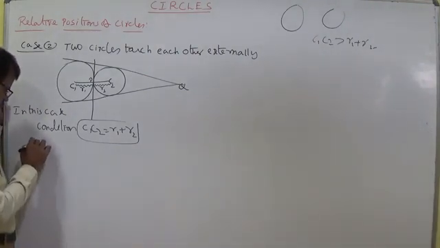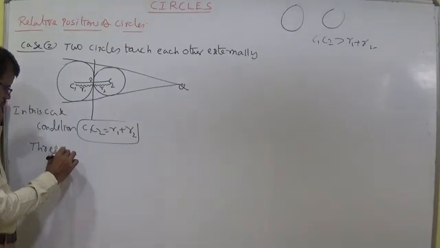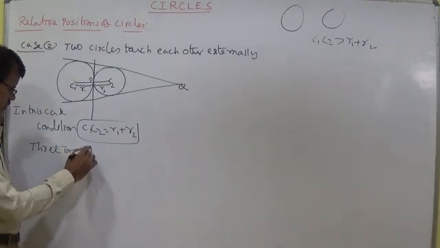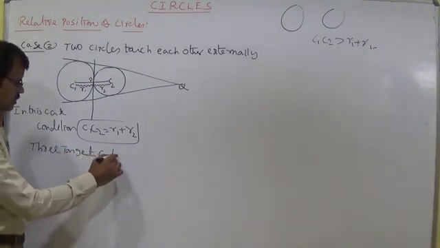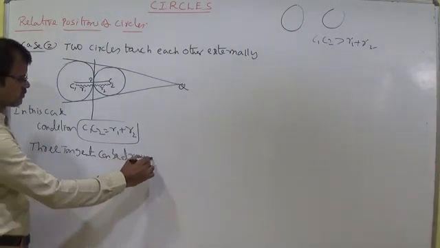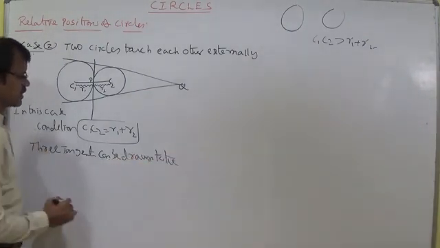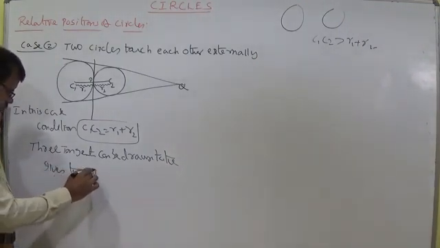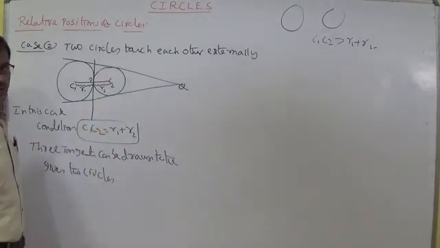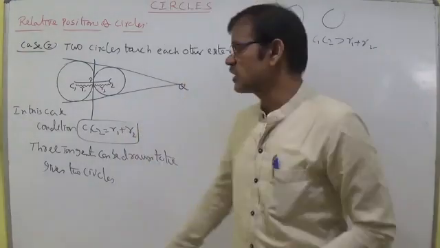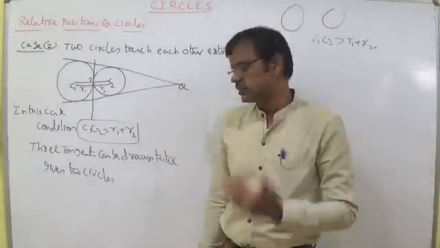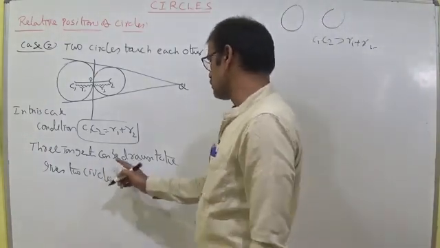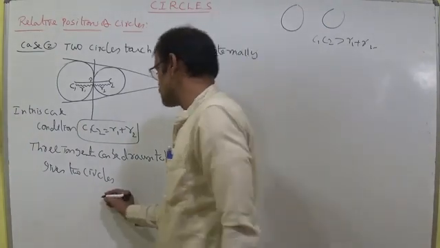Next here you can write: three tangents can be drawn to the given two circles. Three tangents can be drawn to the given two circles. In yesterday's class, four tangents could be drawn to the given two circles. Now here three tangents, later two, later one, later zero, like that; the process will come. Given two circles, three tangents can be drawn.